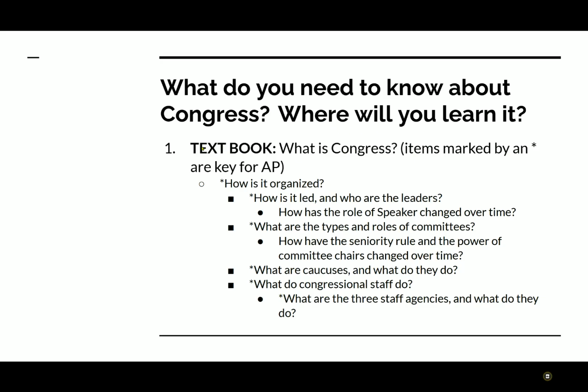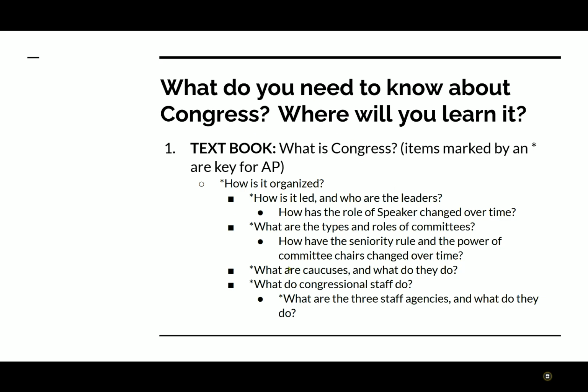And so in this list, pay attention to things that are broken down by where you're going to learn them: textbook, case briefs, Constitution, iCivics assignments, or of course lecture. Items that are marked with an asterisk are going to be things that those of you preparing for the AP exam should pay special attention to. But of course, even for those of you taking it as honors or dual credit, what's important for AP is also going to be important for us.